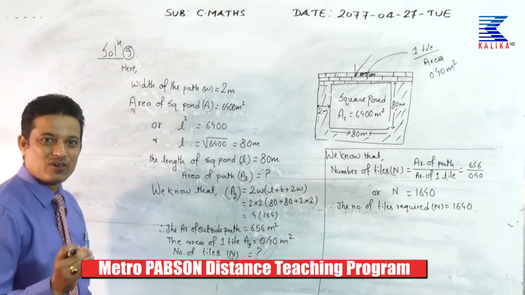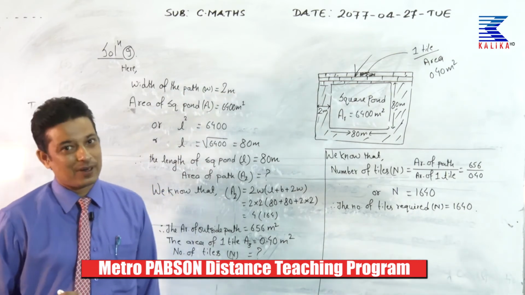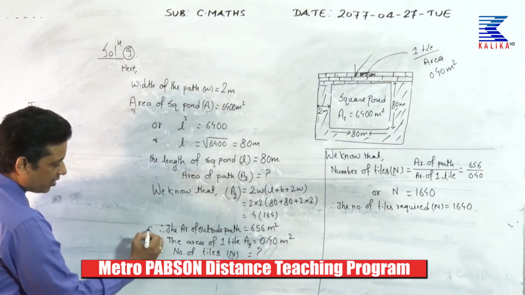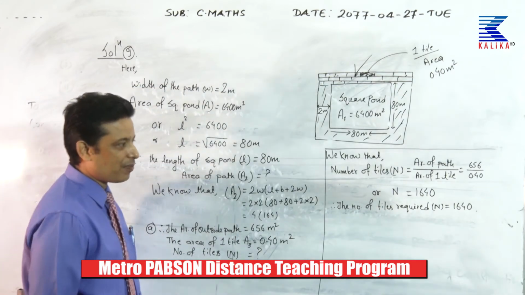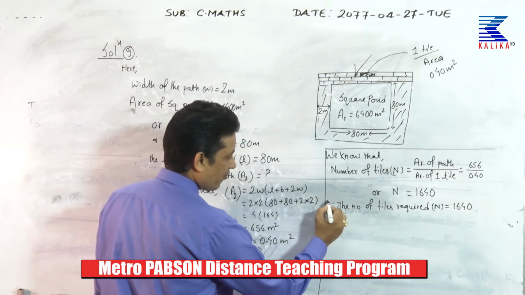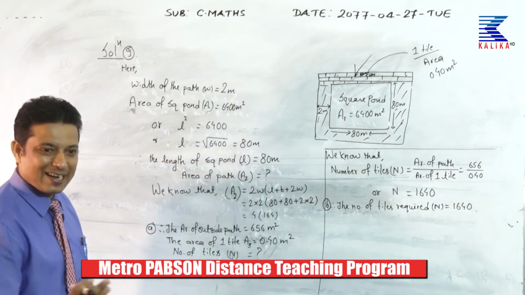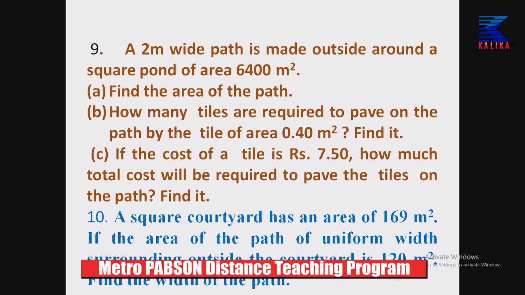Actually, there were 3 questions you have already seen in number 9. First one, we need to calculate the area of the path. So, we got this is the answer of A. Second one, we need to find the number of tiles. We have got the number of tiles here. Now, the third one, again let me see the question please, slide please. Dear student, keep on watching the slide. See question number 9C.